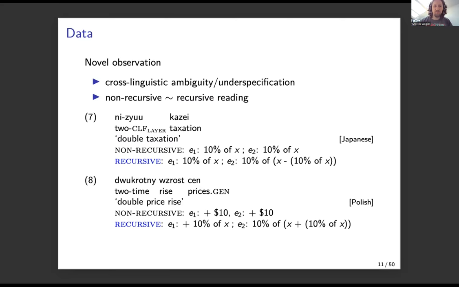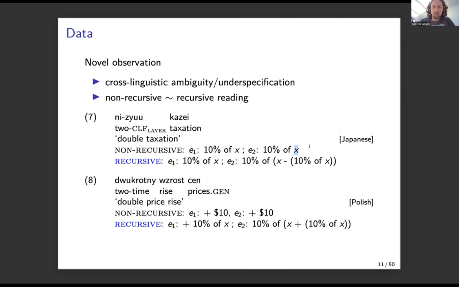In this understanding, imagine you have an income of $100, and there are two independent taxation events, and the tax is 10%. So the first tax, for example, by two different countries, would apply to the original amount of money, $100, and you're expected to pay $10. And the second event also applies to the original amount of money, so $100. So what you get is that the total tax you need to pay is $20.